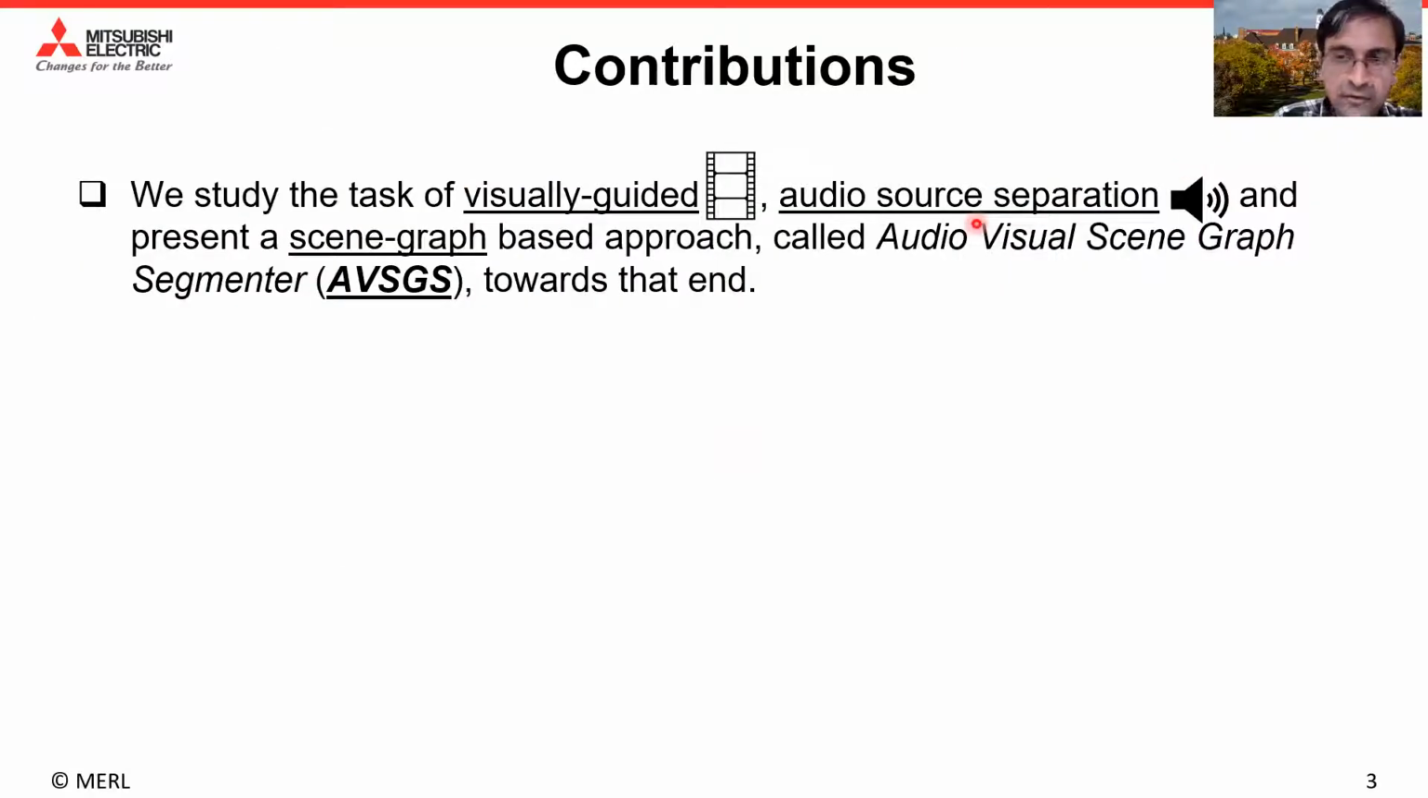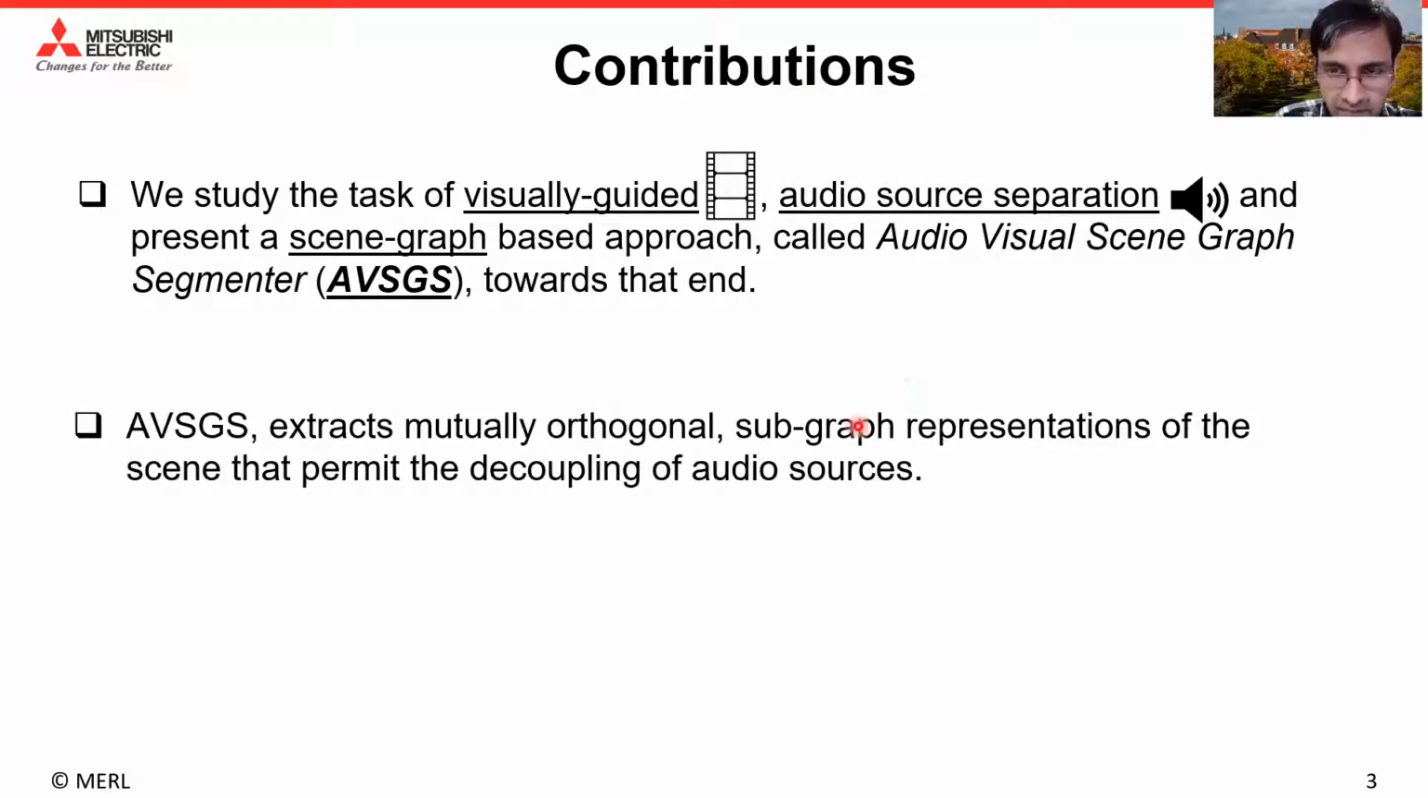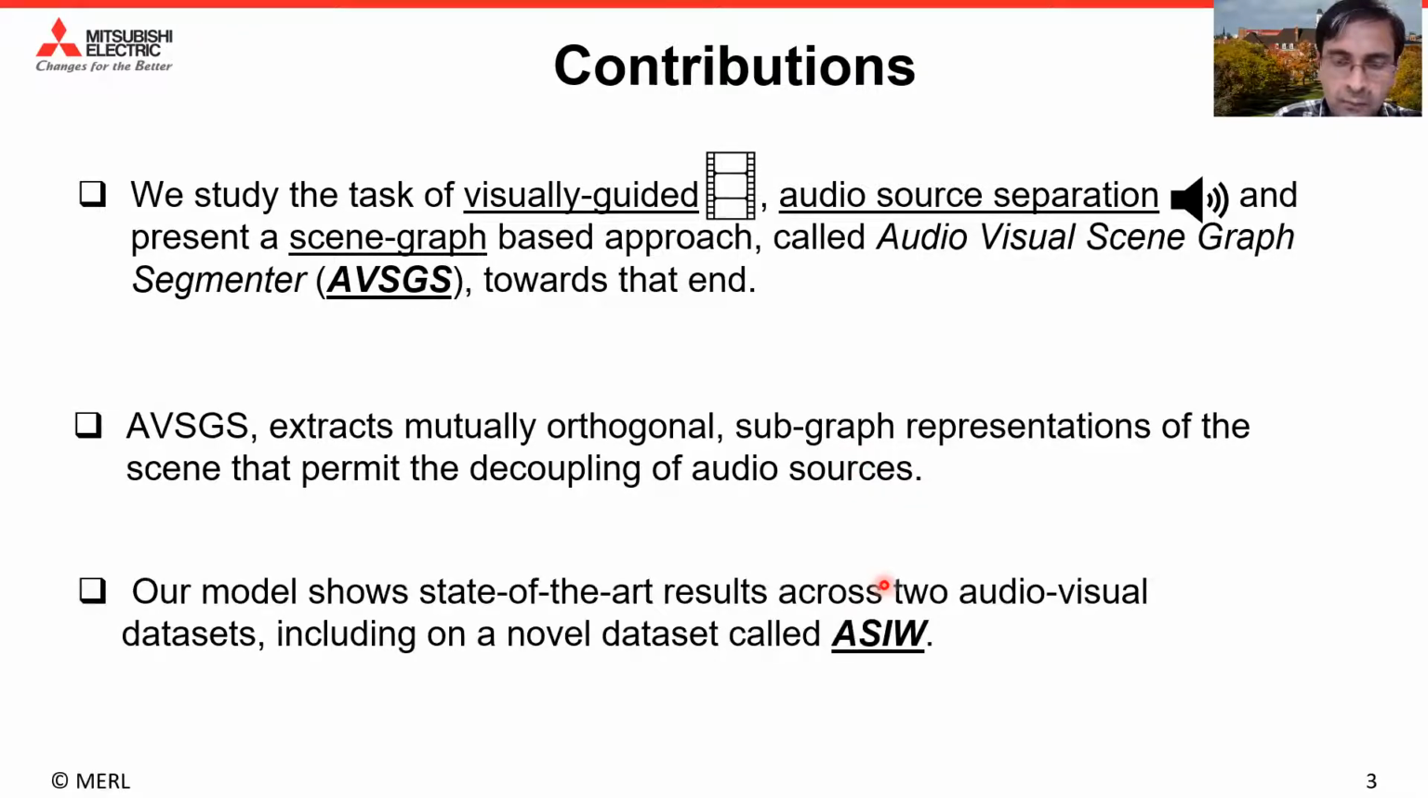We study the task of visually guided audio source separation and present a scene graph-based approach called Audiovisual Scene Graph Segmenter (AVSGS). AVSGS extracts mutually orthogonal subgraph representations of the scene that permit the decoupling of audio sources. Our model shows state-of-the-art results across two audiovisual datasets, including on a novel dataset of videos collected in the wild called ASIW.